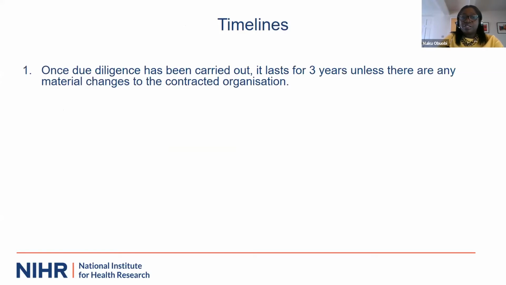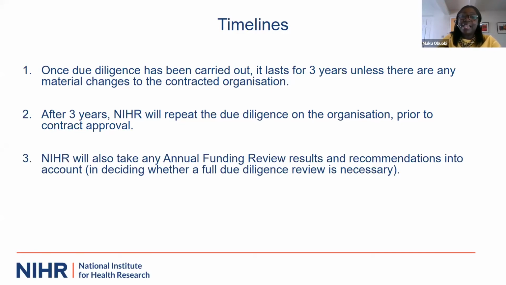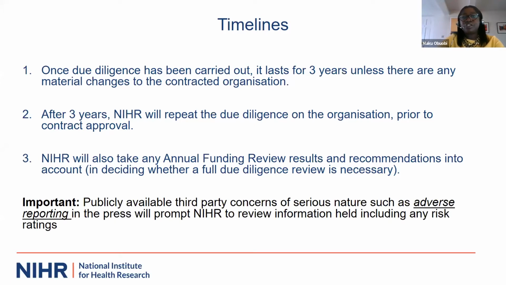So once the due diligence has been carried out, it lasts for 3 years unless there are any material changes to the contracted organization. After 3 years, NIHR will repeat the due diligence on the organization prior to contract approval. NIHR will also take any annual funding review results and recommendations into account in deciding whether a full due diligence review is necessary. It's important to note that any publicly available third-party information or concerns of a serious nature, such as adverse reporting in the press, will prompt NIHR to review information held, including any risk ratings.